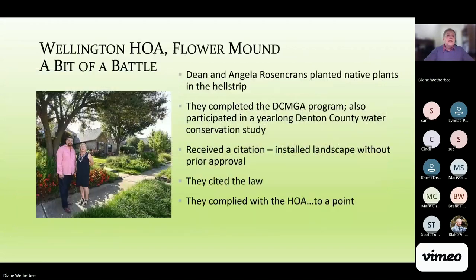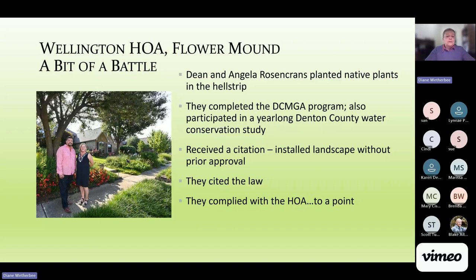Wellington had a similar battle. The Rosencrantzes, they were master gardeners, and they were actually participating in a water conservation study. So they were planting lots and lots of natives. And they got cited by the Wellington HOA because they installed their landscape without prior approval. Now, the thing that Wellington objected to most, again, was that hell strip, that area between the sidewalk and the road. And if you look at theirs, it's very neat and it's not very tall. It's really not intimidating.